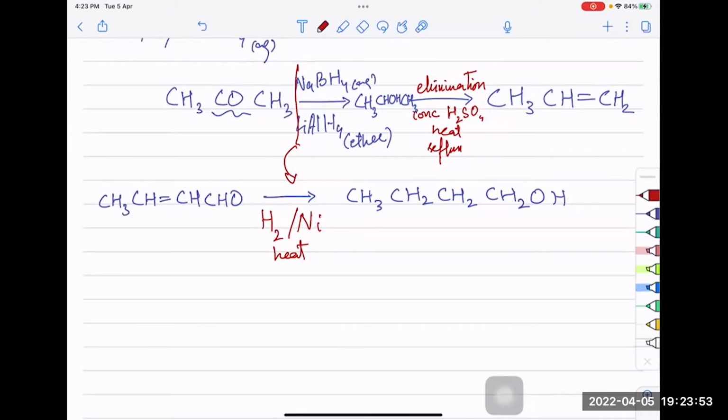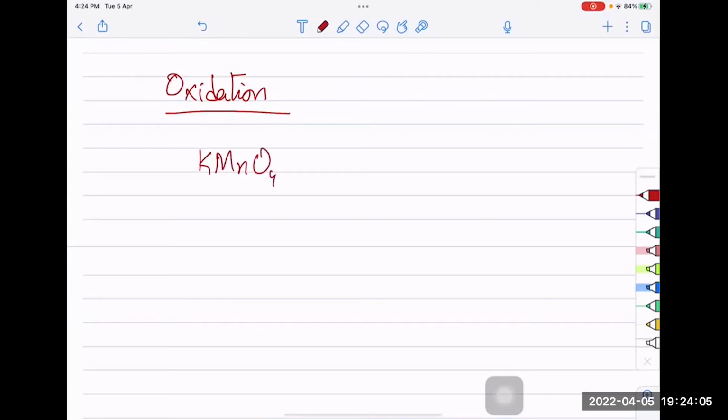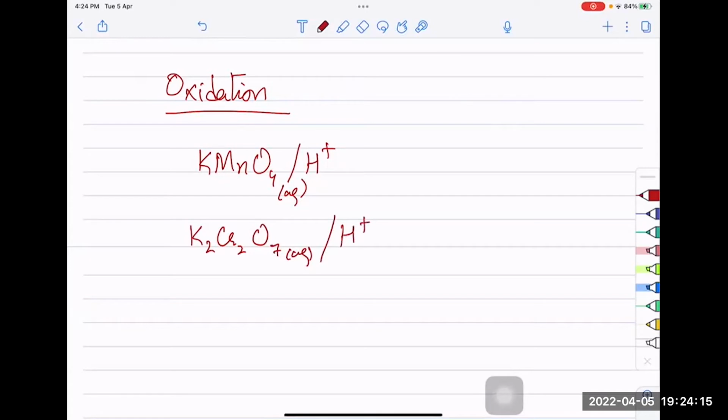Now let's see today's topic. Today we are going to talk about oxidation. We already know of 4 oxidizing agents. Which ones? One is KMnO4, acidified and aqueous. Then we have K2Cr2O7, aqueous and acidified. Then we have 2 more whose formulas we don't need to remember. In fact, for now we can't even understand those formulas. In A2 we will understand why they do what they do.